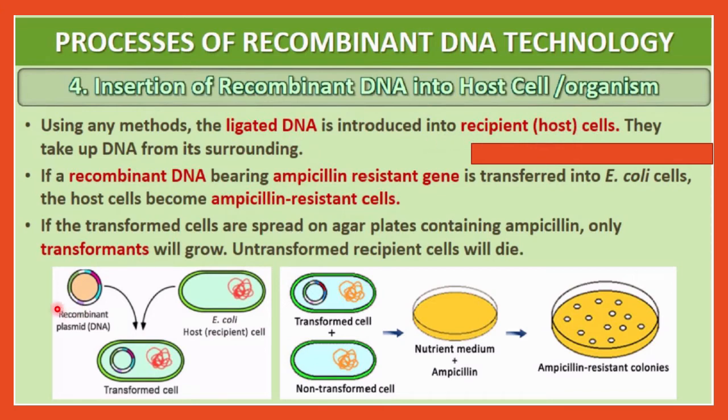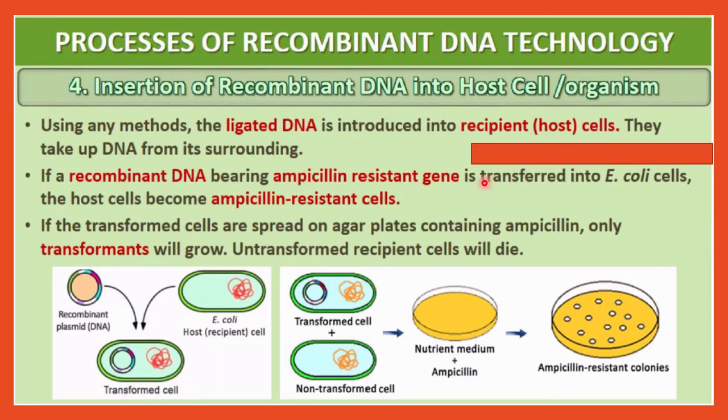Here you can see this is a recombinant DNA, or recombinant plasmid, and now you have to insert it into this host cell. By any method, whether it is calcium treatment, lipofection, or microinjection, you can insert this plasmid inside the host cell. Now this host cell becomes a transformed cell due to the entry of the recombinant plasmid. Now if the recombinant DNA bears the ampicillin resistance gene, this is one type of selectable marker, so you can use it to check whether the transformation has occurred or not.